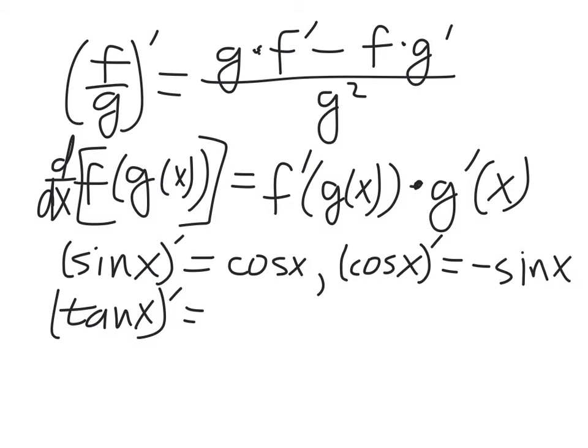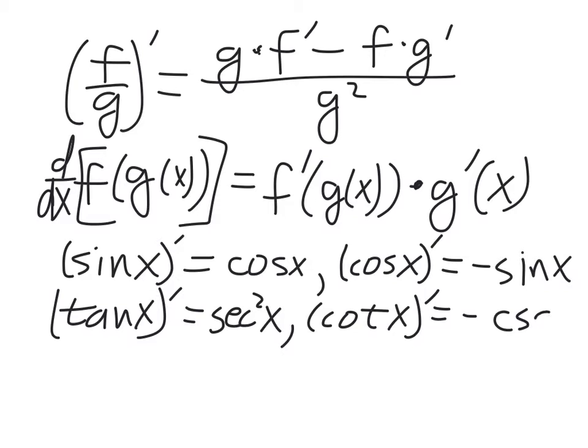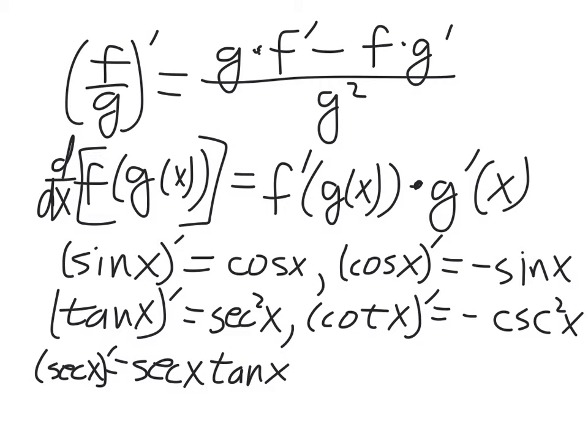Derivative of tangent x is what? Okay, secant squared x. And then the derivative of cotangent x is? Okay, negative cosecant squared x. And then finally the derivative of secant x. This one's the kind of strange one where derivative of secant x is secant x and then times tangent x.